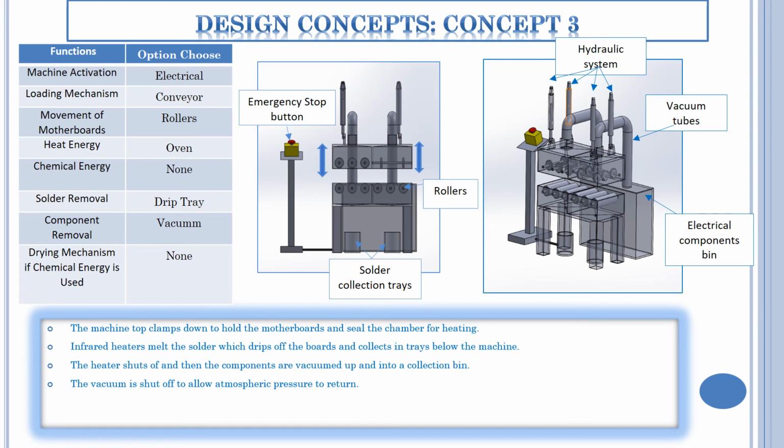The top of the machine then returns to atmospheric pressure by allowing air back into the chamber. It then lifts to allow the cleared PCBs to roll off the machine for collection. The machine also has an emergency stop system.